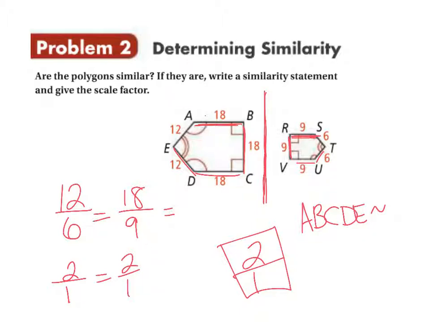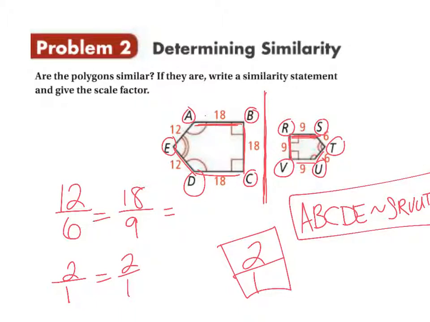So if I had to guess, I'd say A corresponds to the S. So I'd put an S here. And then I'd say the B corresponds to the R. And then the next one is C corresponds to V. D corresponds to U. And then E corresponds to D. And that's my similarity statement right there.